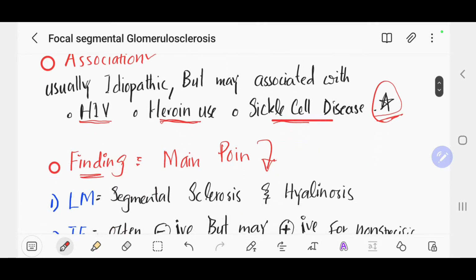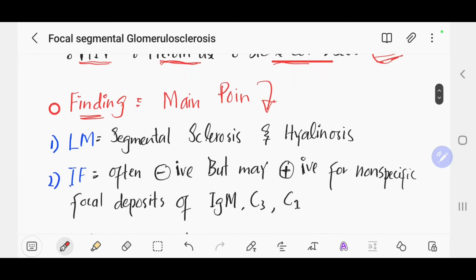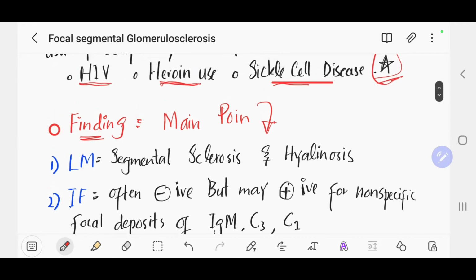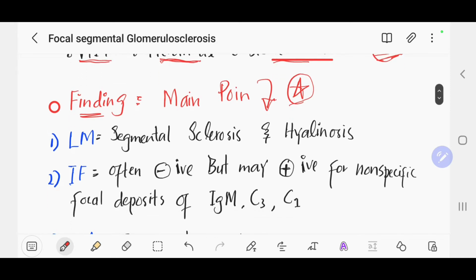Okay, the findings. What will be the findings on light microscope, immune fluorescence, and the electron microscope? So again, I will give this a star. This is very high yield because this will be the point by which we can easily pick the MCQ type of question. So the first one is, what will be there on light microscope when the patient has focal segmental glomerulosclerosis? There will be segmental sclerosis and hyalinosis. So remember this point.